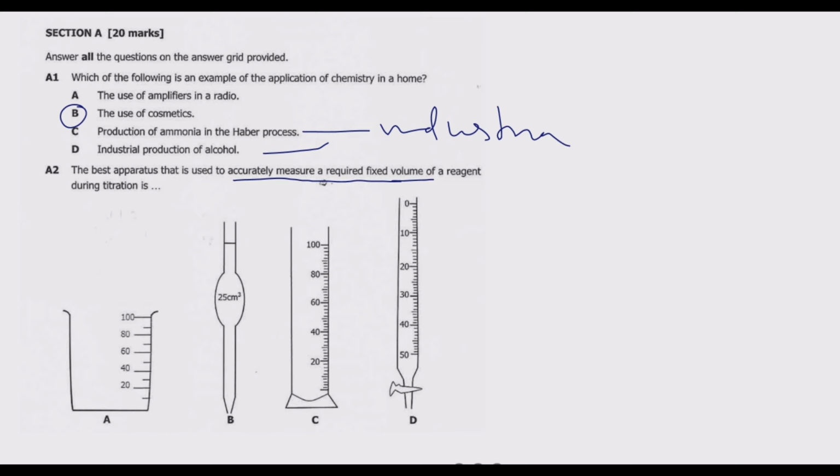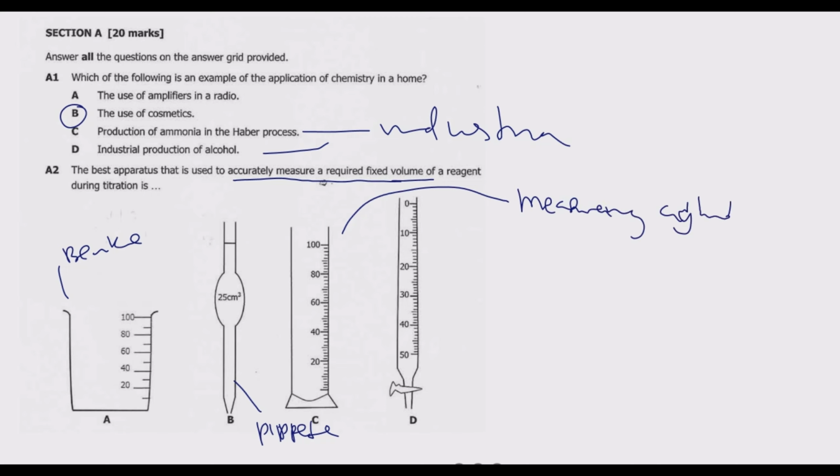If you start with the first one, this is basically a beaker. Then number two, this is basically a pipette. Then this one is a measuring cylinder. Then lastly, this is a burette. You need to know the use of each one of these. The beaker is used to hold, mix, and store liquid. That's the main use of this one.